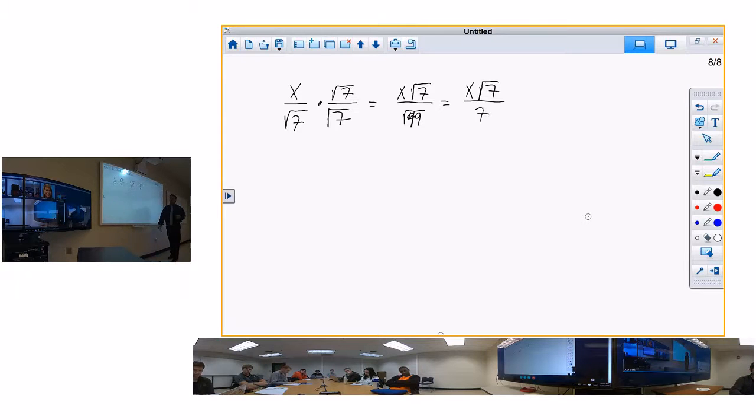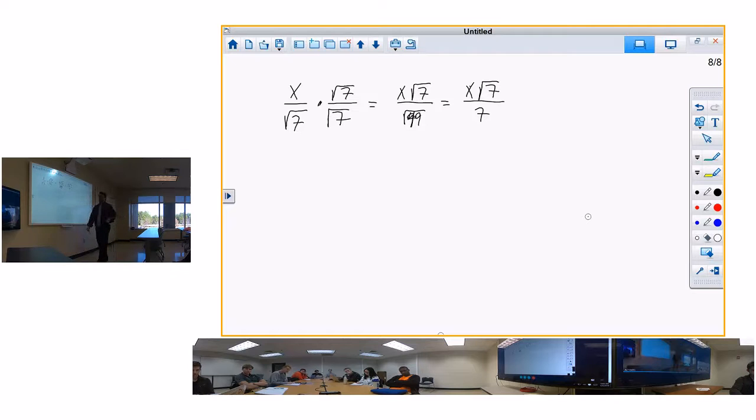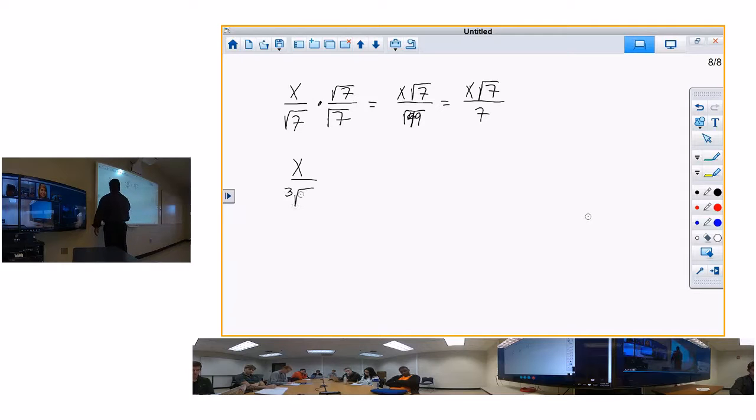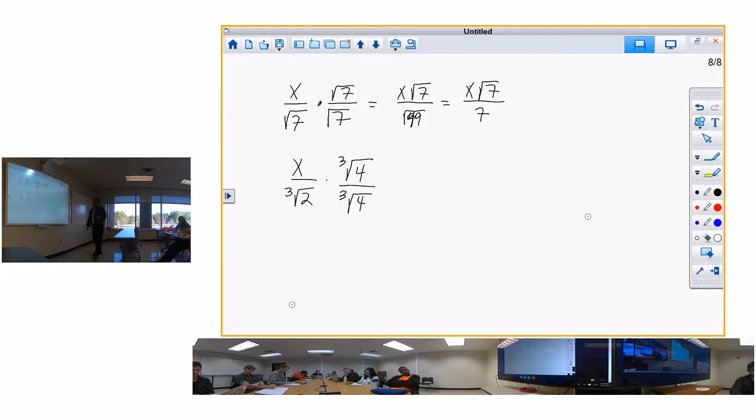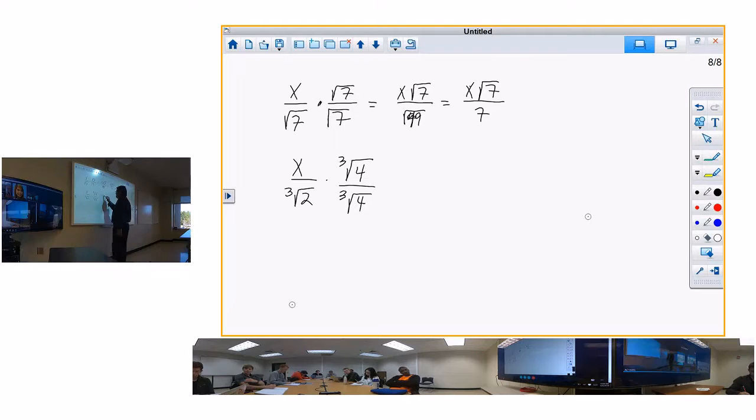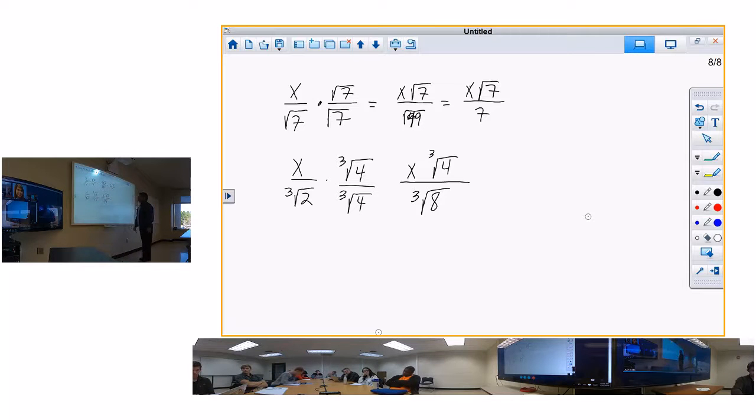Now, everything's in terms of the index. If you have the cube root, x over the cube root of 2, then I'm going to multiply by the cube root of 4 over the cube root of 4. Why? Because what's your first cube root? 8, Hubert. That's right, class. So x times the cube root of 4 over the cube root of 8. And what is the cube root of 8? 2. X times the cube root of 4.